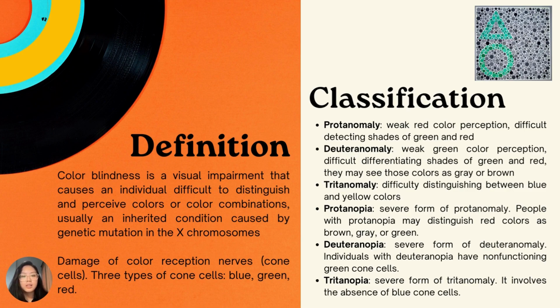Protanomaly is where there is a weak red color perception, where people with this type of color blindness have difficulty detecting shades of green and red. In deuteranomaly, there is weak green color perception, with difficulty differentiating shades of green and red. They may see the colors as gray or brown. In tritanomaly, it is difficult to distinguish between blue and yellow colors. Protanopia is a severe form of protanomaly. Deuteranopia is a severe form of deuteranomaly. And tritanopia is a severe form of tritanomaly.